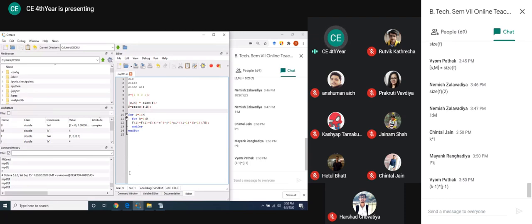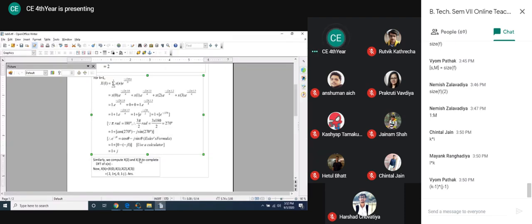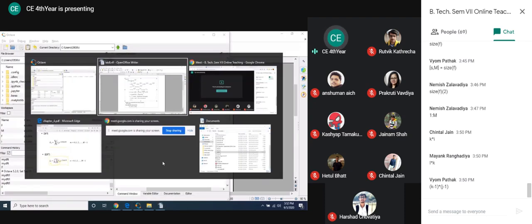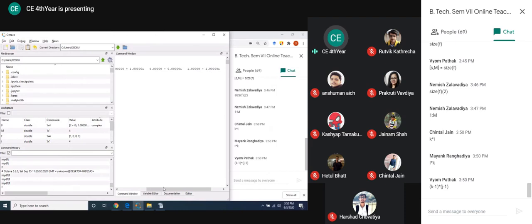So let us run it, and let us see what we obtain as capital F. We obtain 2 plus 0i, that is 2, 1 plus 1i, that is 1 plus j, 0, and 1 minus j. And that is what was expected: 1, 1 plus j, 0, 1 minus j. So this is the simple DFT equation. That's all right. So now we have the DFT equation with us.